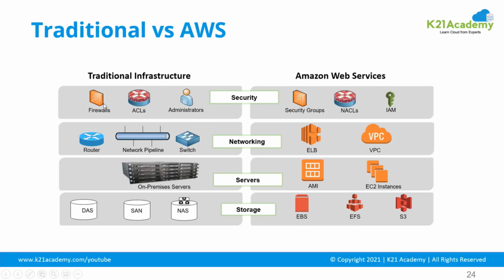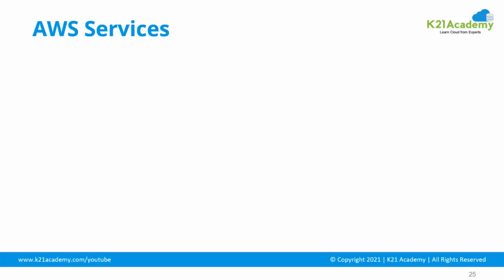And then from a security point of view, you have firewalls, access control lists, administrators or users, global administrators. Similar to that, in AWS you have security groups, which is nothing but a firewall at a server level. You have network access control lists. You have Identity and Access Management, which is for users, groups, roles, permissions, and so on. So whatever you could do in traditional on-premise infrastructure, you can do the same thing on cloud as well. So that's AWS versus traditional setup.